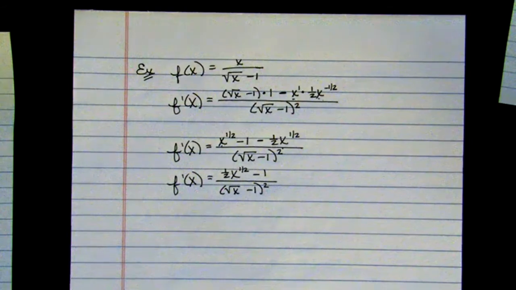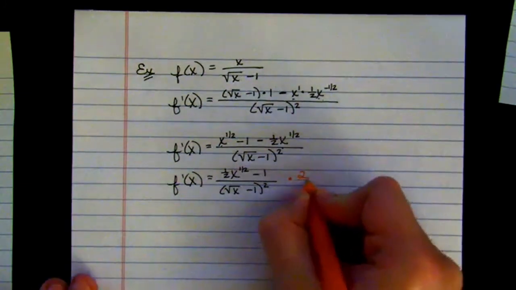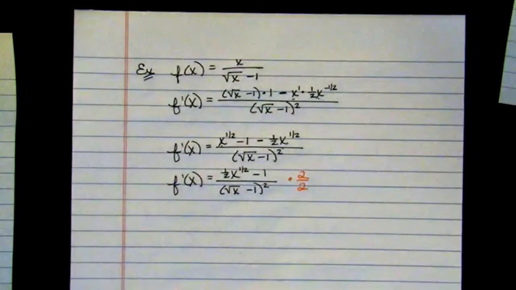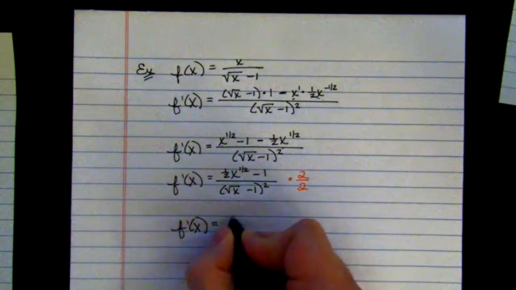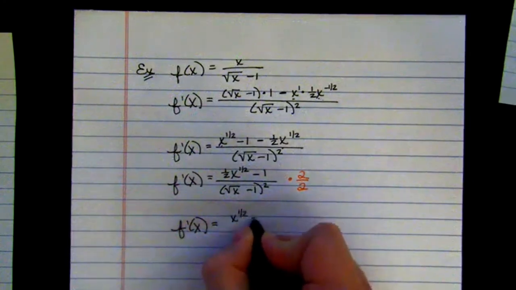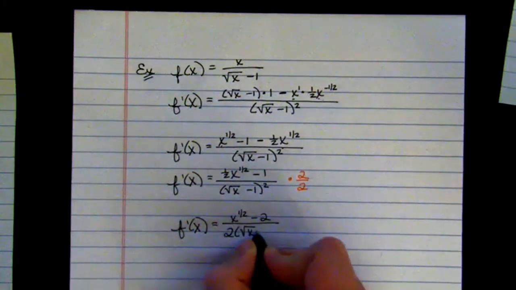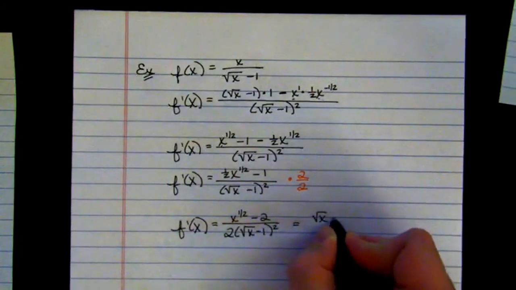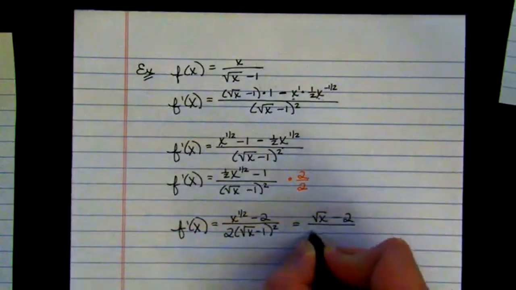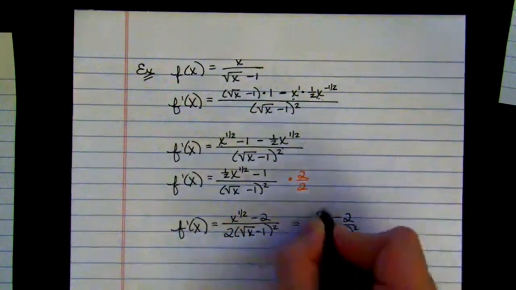One tiny problem. It's not really okay for us to leave fractions inside fractions there. So I'm going to multiply the top and bottom by 2. That's going to give me f prime of x equals x to the 1/2 minus 2 over 2 root x minus 1 squared. Or, if I want to just be consistent between the numerator and denominator, square root of x minus 2 over 2 root x minus 1 in parentheses squared.